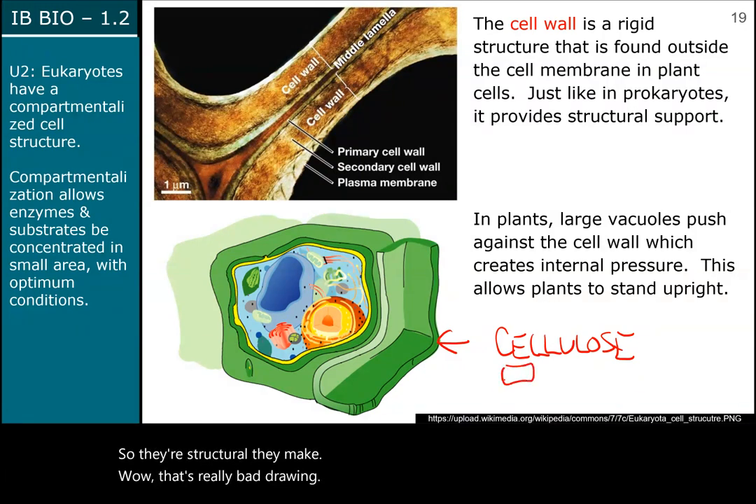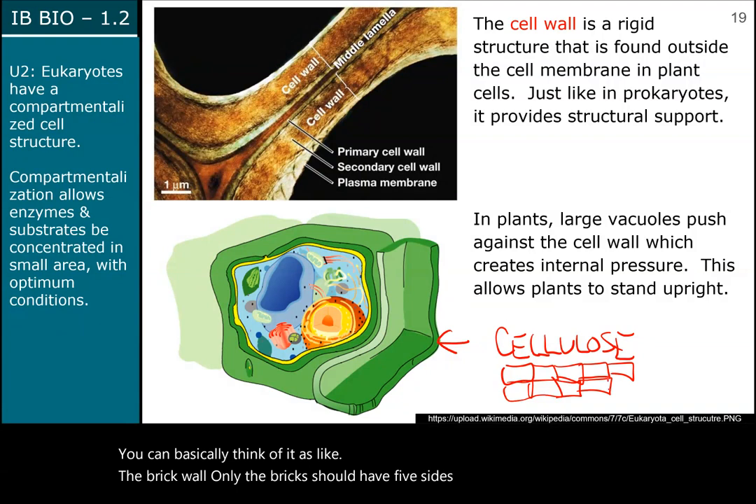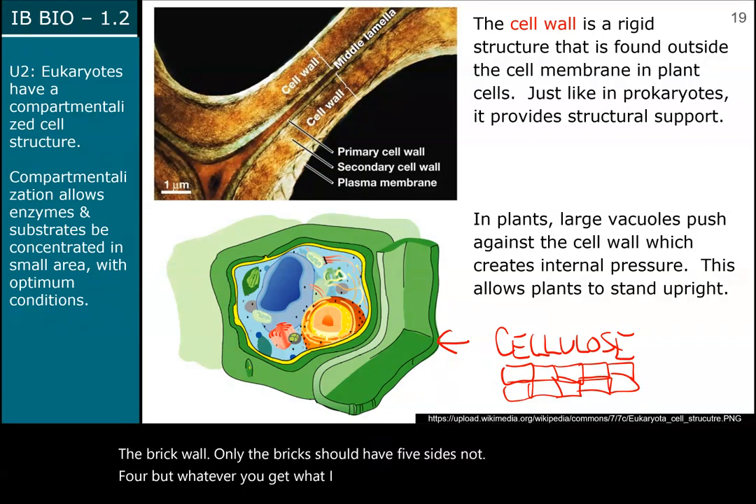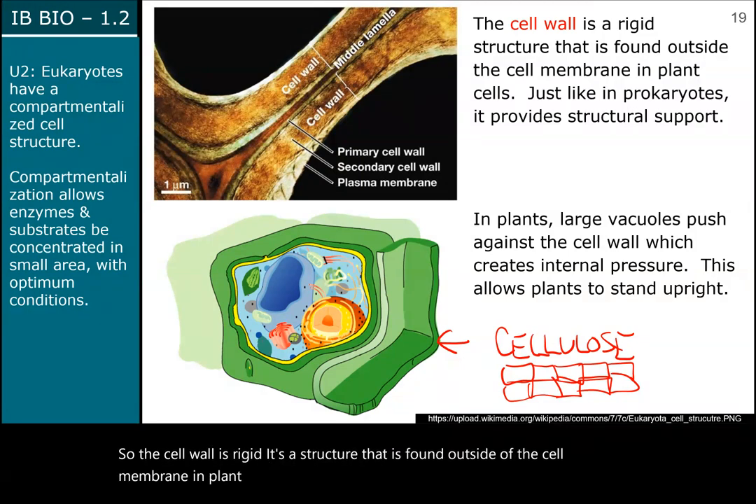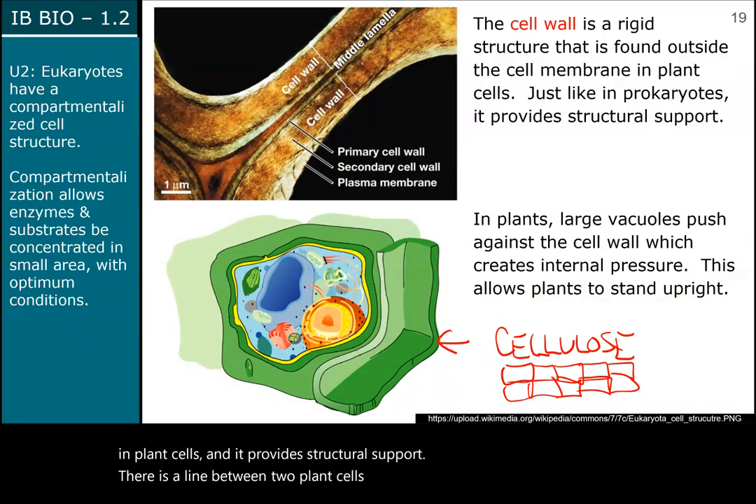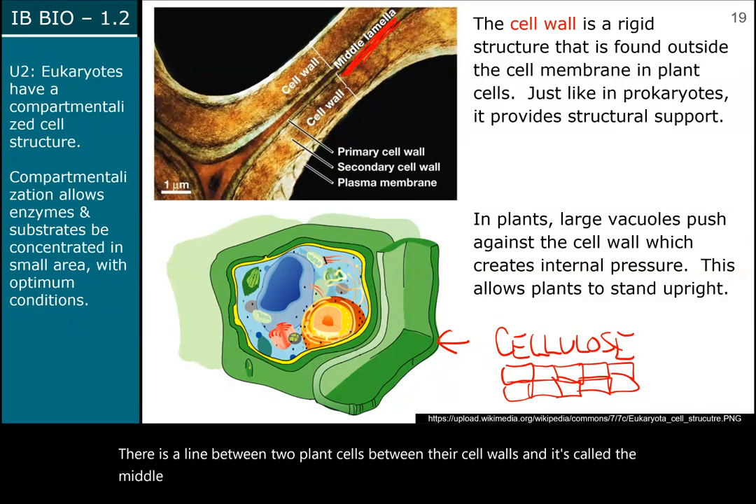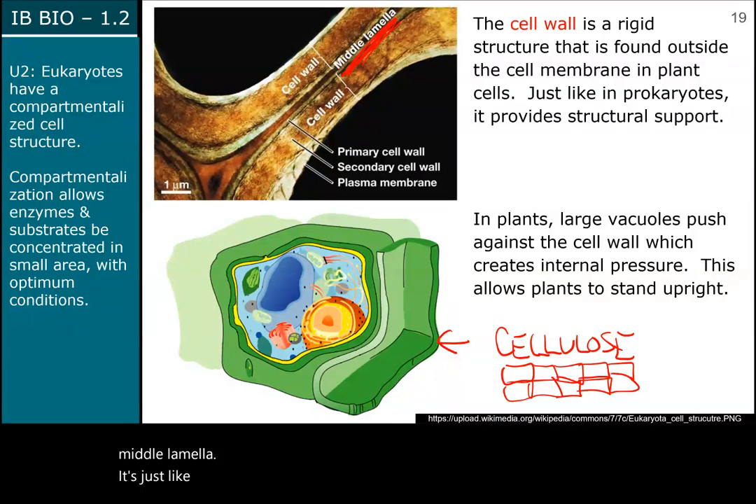You can basically think of it as like a brick wall, only the brick should have 5 sides, not 4, but whatever, you get what I mean. Okay, so the cell wall is rigid. It's a structure that's found outside of the cell membrane in plant cells, and it provides structural support. Now there is a line between two plant cells, between their cell walls, and it's called the middle lamella. It's just like the border between two cell walls, two different cells.